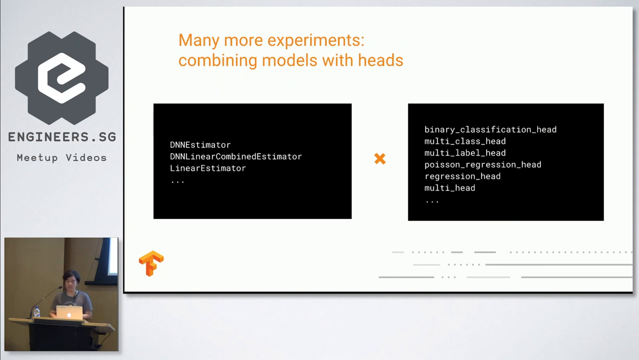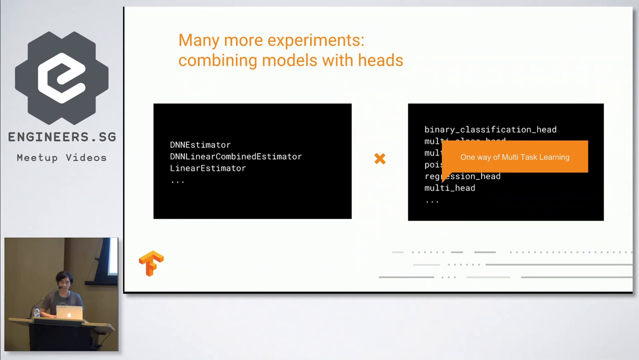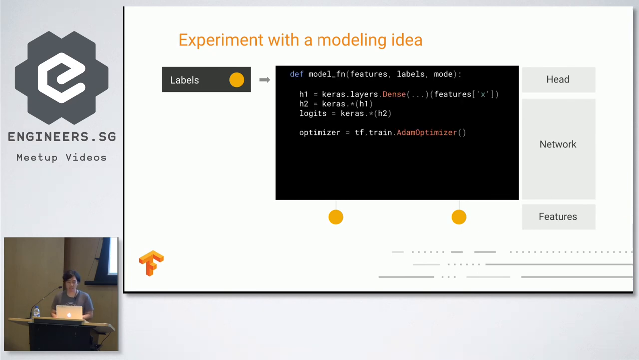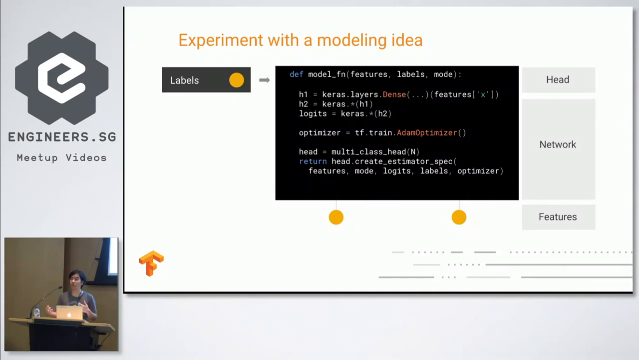And what I'm excited about is this multi-head, because you can combine many heads into a single estimator and do multi-task learning using this API. So it's very convenient. And also, if you still think that you want to do a bit more, you can specify your own model function. It takes features, labels, and more as an input, and then you build your training graph, your evaluation graph, your prediction graph, and then return something called, I think, model spec or something like that.